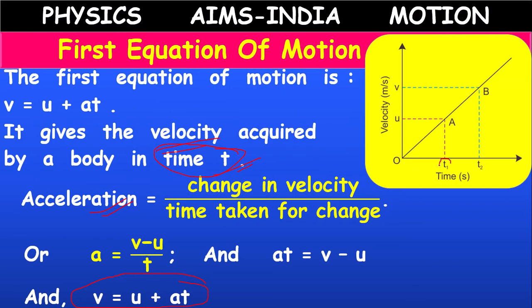Suppose in the beginning, at time t1 it is at u, and at time t2 it will be at v. This v minus u is the change in velocity that happened because of the t2 minus t1 difference, which we have assumed as t. So this v minus u by t happened because of force F and acceleration a created in the body.